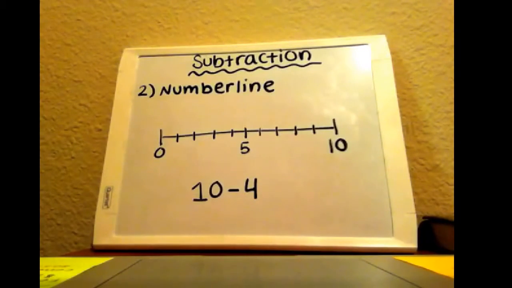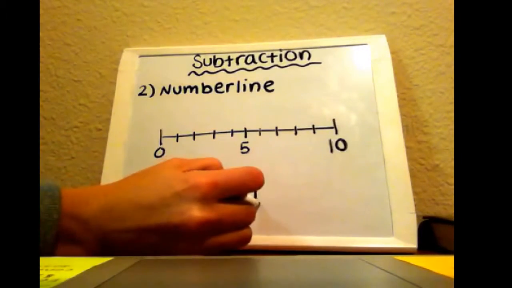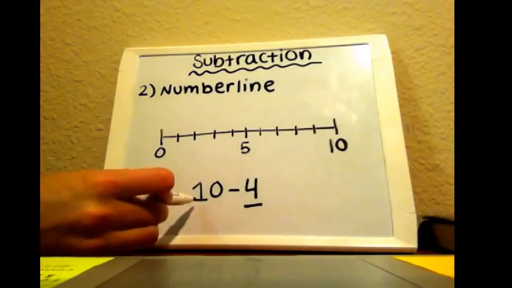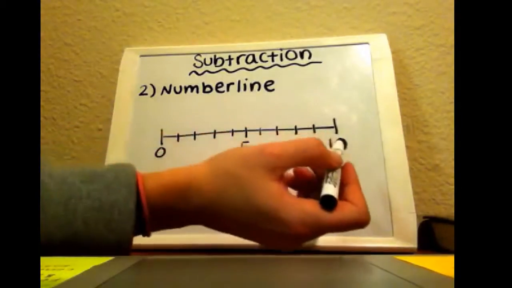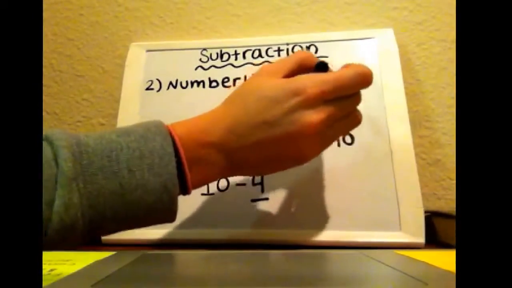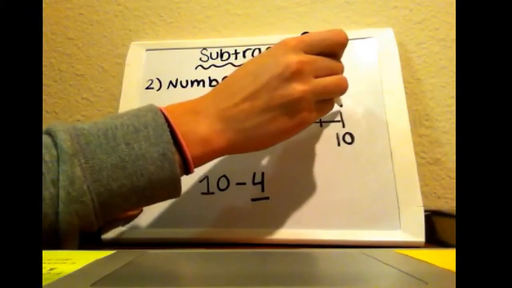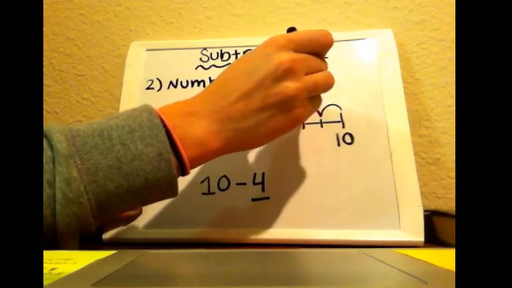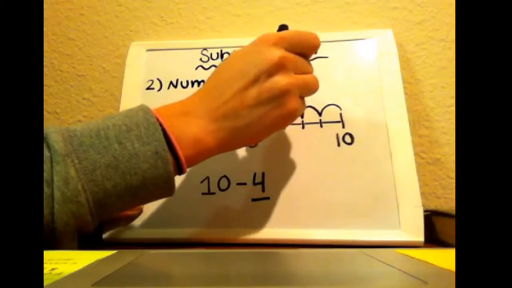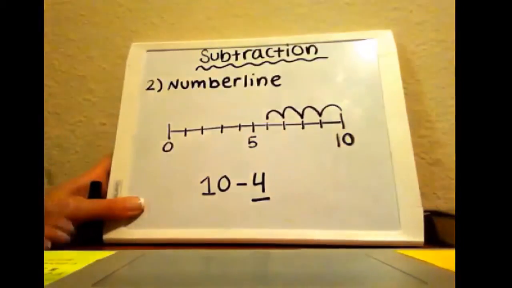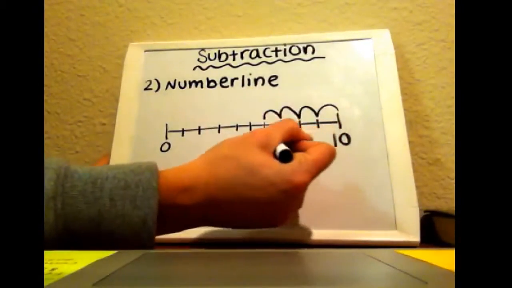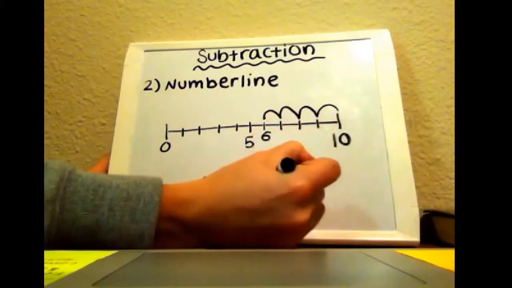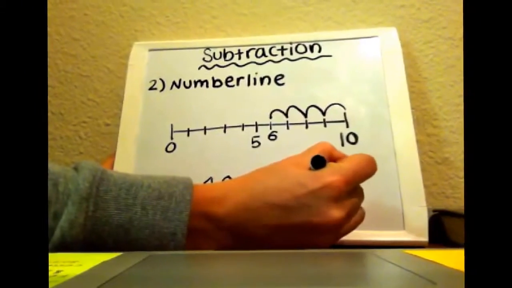All you do is you look at how many you're subtracting. So we're taking away 4. So we start at the biggest number that we're taking away from, and we just count backwards. So we're going to go backwards from 10, 4 spaces. So 1, 2, 3, 4. And when we look 4 spaces back, that is 6. So 10 minus 4 equals 6.